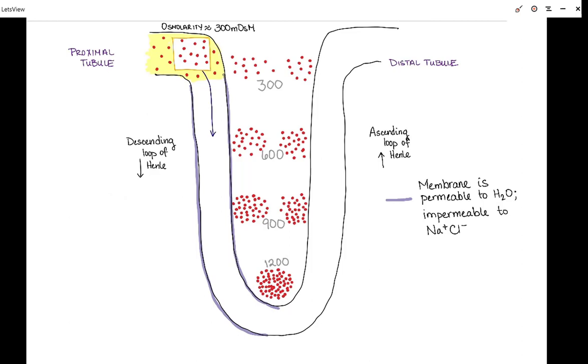To make this easier, I'm going to go ahead and actually delete some of this around my little orange box. I simply just drew it up to show you that the osmolarity there is about 300. And again, you can see that my osmolarity definitely increases. In fact, it doubles from here to here, and it triples from 300 to 900, and then quadruples by the time I get down to 1200. So I'm going to go ahead and take this box and start moving it down.